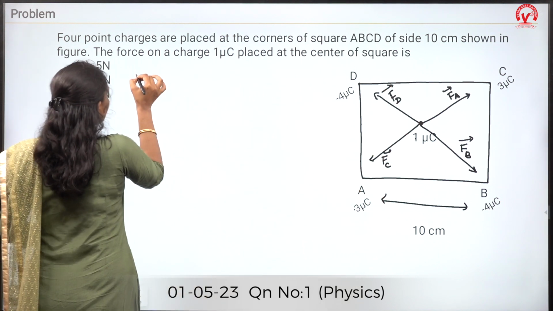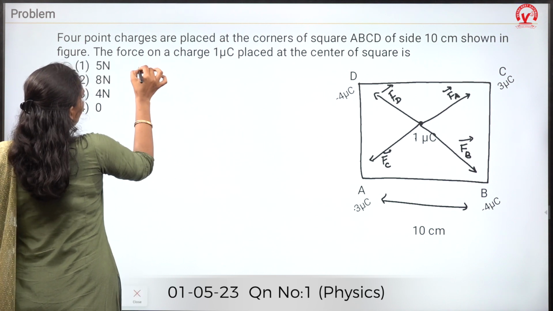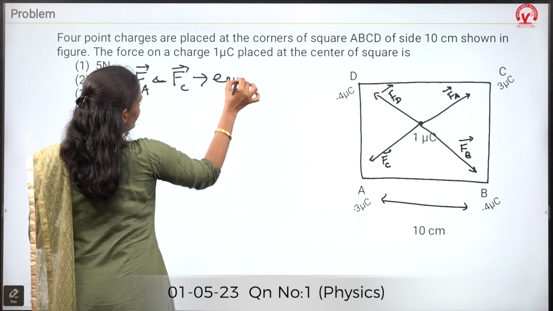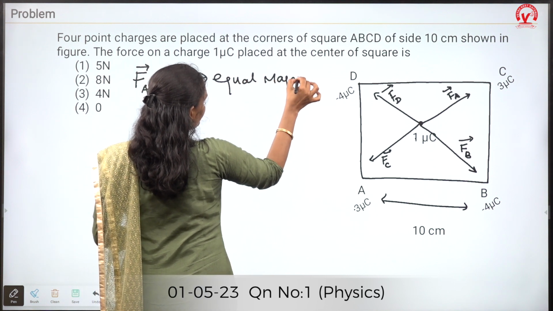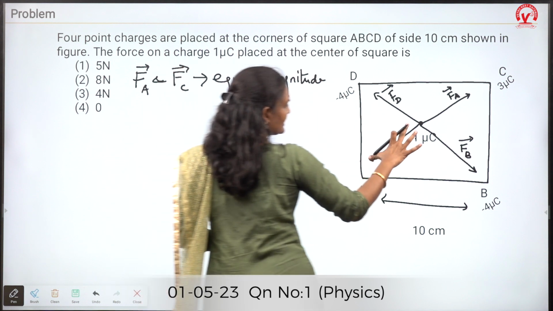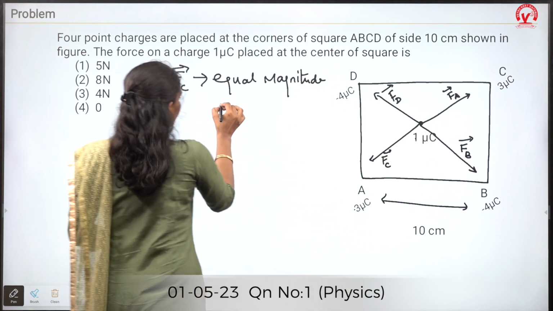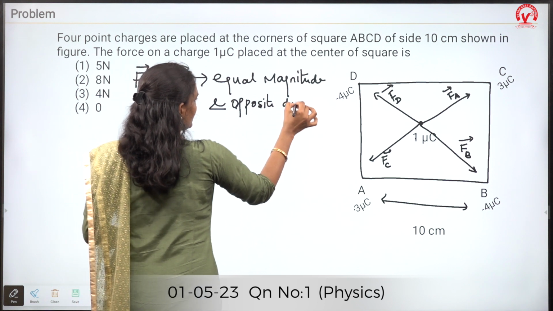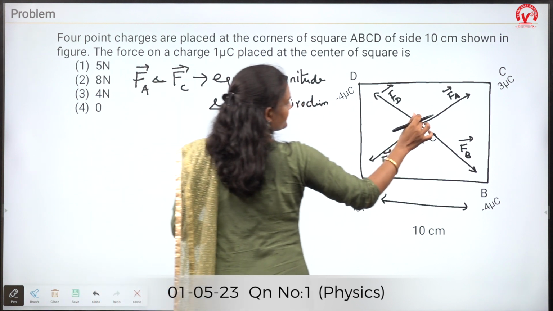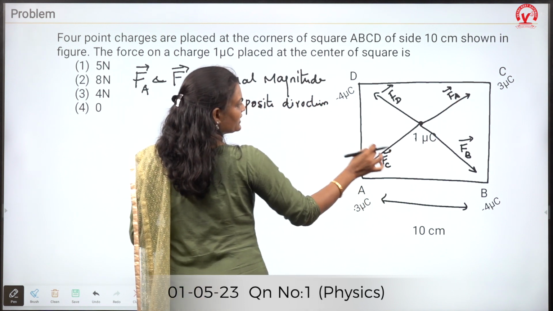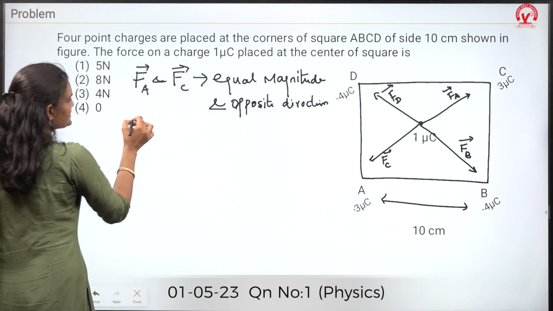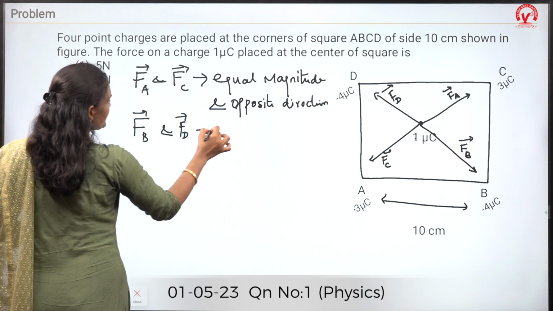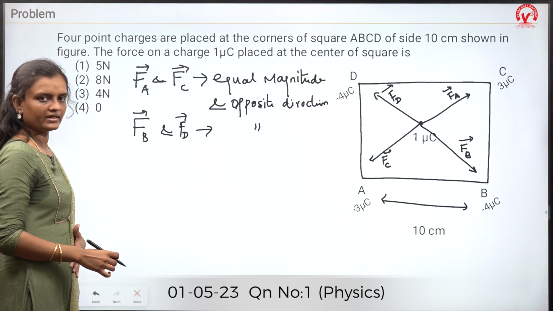Now here the FA and FC vectors are of equal magnitude. What is meant by equal magnitude? The length of the magnitude is the same. So equal magnitude, but in opposite direction. Here it is moving in this direction and here it is moving in another direction. As well as the FB vector and FD vector, these also have equal magnitude and opposite direction.